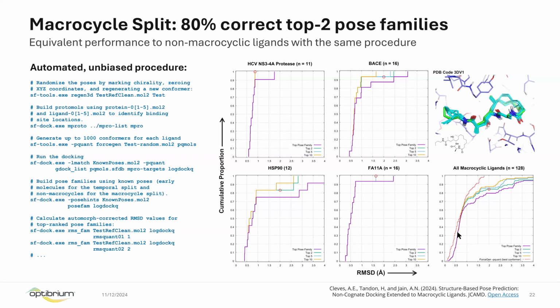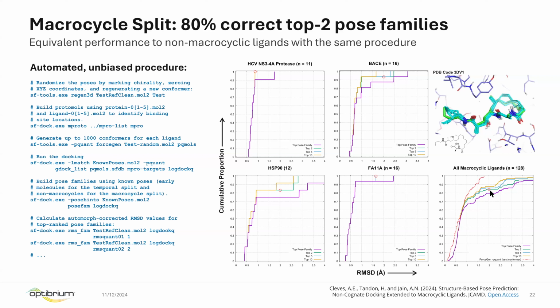Again, now for the conformer search aspect, we're not seeing that conformer search is a bottleneck. Roughly 92% of the time, the conformer pools that come to Surflex-Dock from the ForceGen approach are good enough. There's something in there that is close to the right answer. But again, 85% correct roughly across the 128 ligands for the macrocycle set.